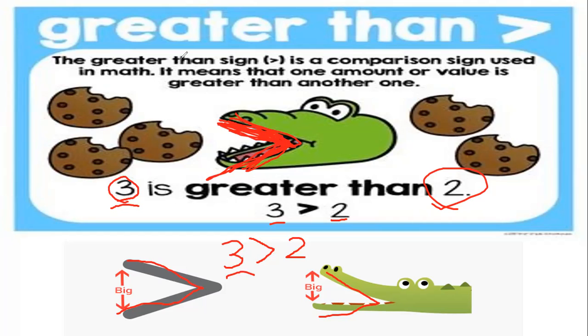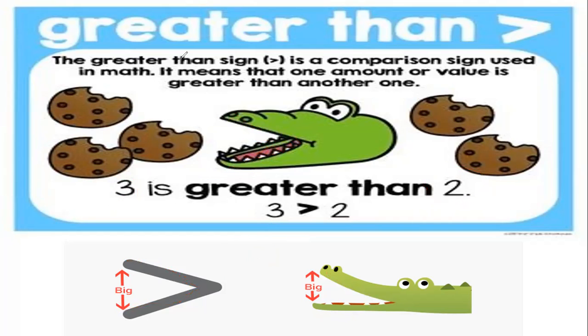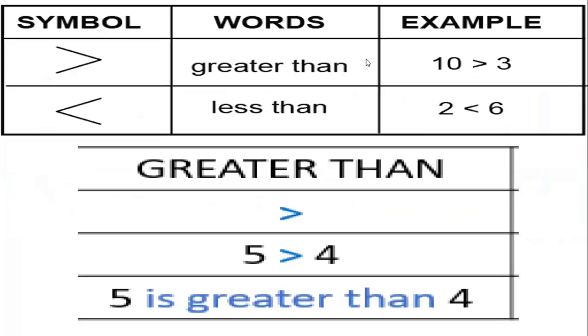Let's see some more examples. Here we have the symbol, the words, and the example. The symbol of greater than, as you can see here, is the symbol of greater than. The mouth of the crocodile is open, so it is called greater than. Here we have two numbers, 10 and 3. Between 10 and 3, which is the greater number? It is the number 10. So the mouth of the crocodile is open to the number 10.